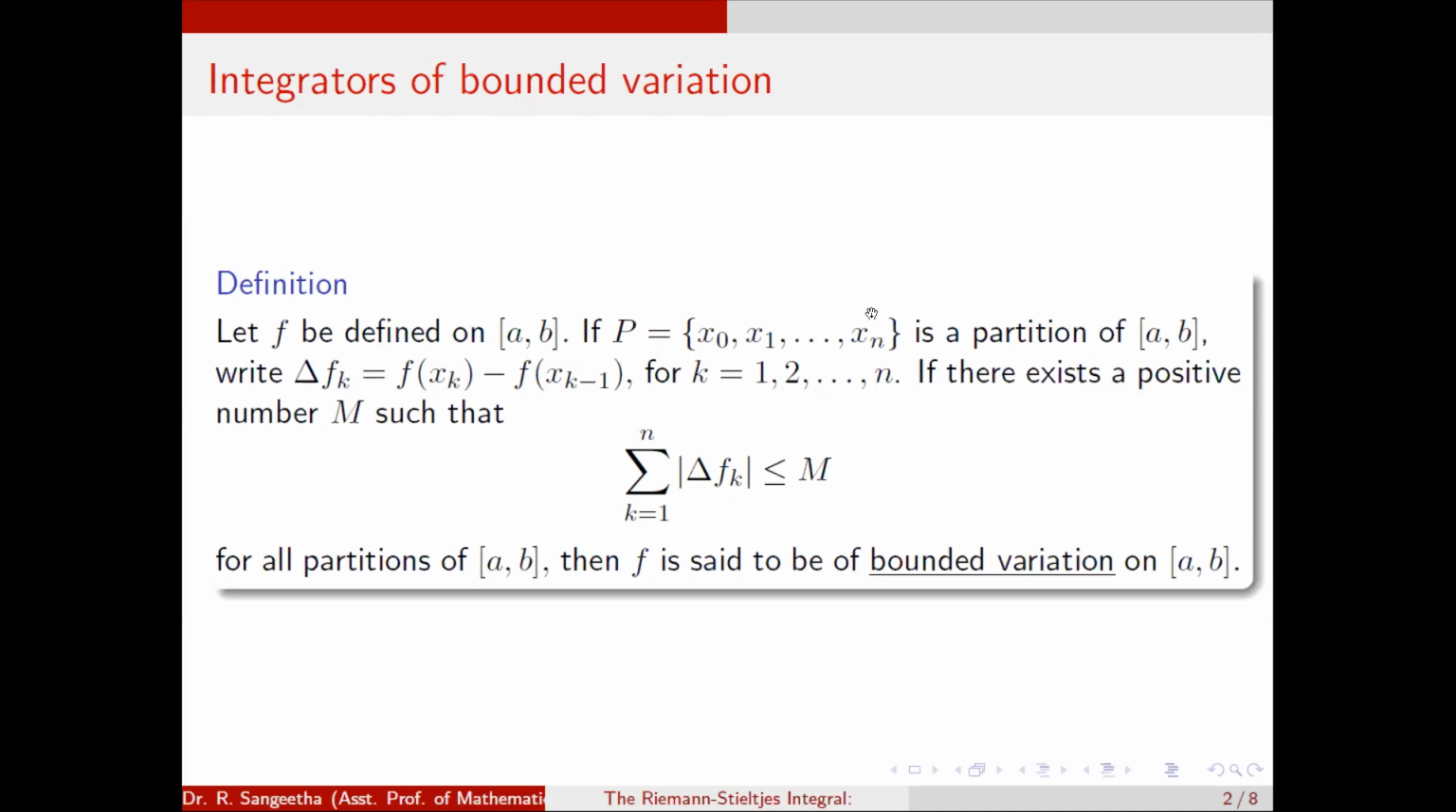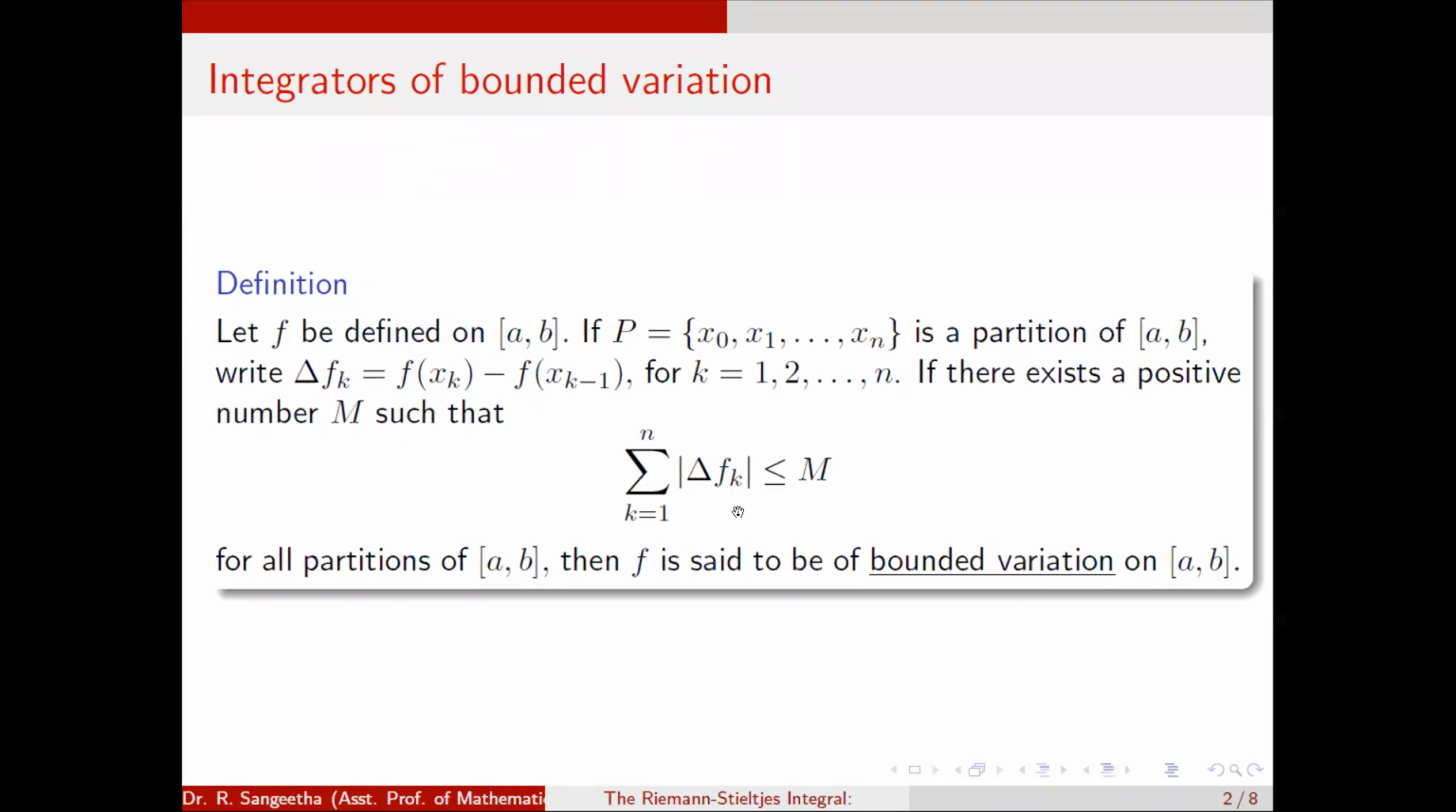Take the other partition. With respect to that partition also, find this sum. But all the sums should be less than or equal to M. If such a number M exists, then we say our function is of bounded variation. So the name itself tells the definition. Bounded variation means what? Variation means the difference, f(x_k) minus f(x_{k-1}), this difference. And bounded means the sum of all the differences is bounded by M.